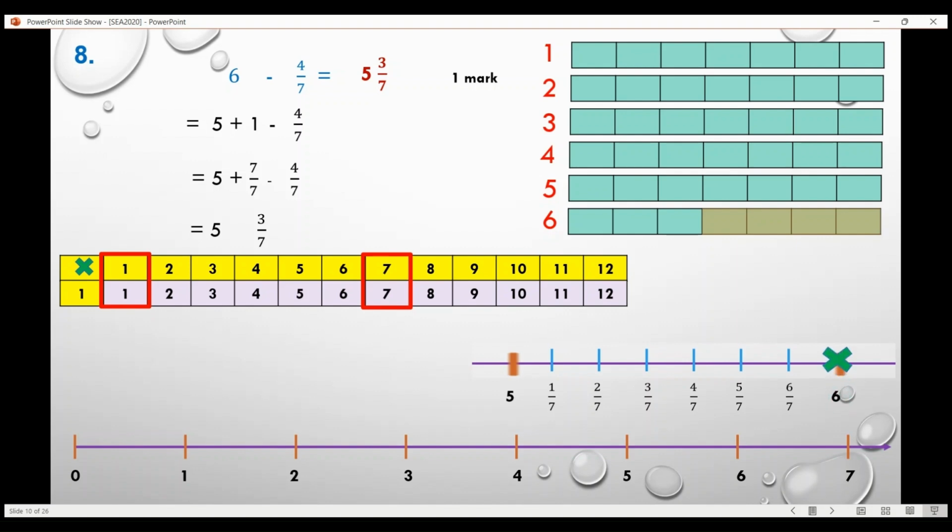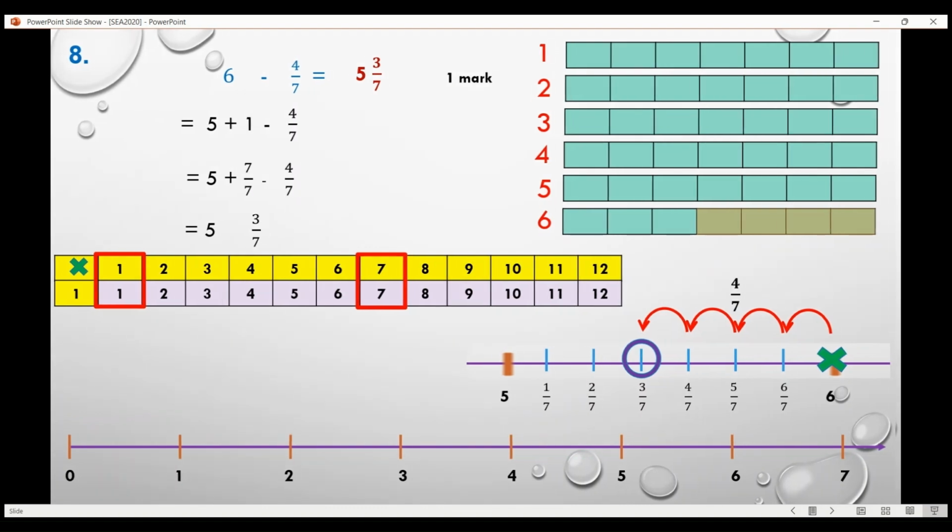And we're subtracting 4 sevenths. So it means we're going to the left, 1 seventh. We're jumping across 2 sevenths. Some teachers use a frog to jump in class. That's fine. So we move 1, 2, 3, 4. So that's 4 sevenths across. So what is our final answer? 5 and 3 sevenths.